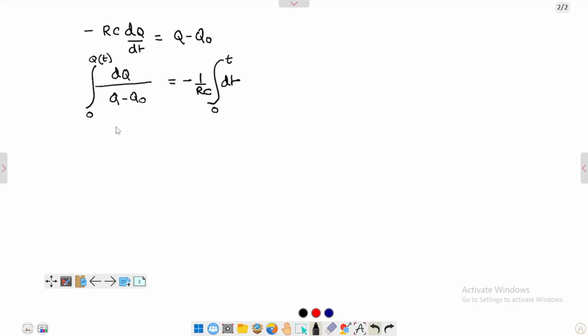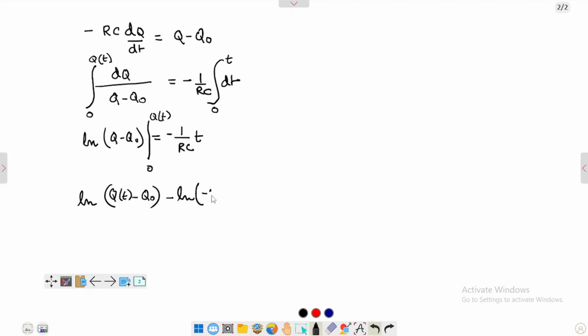So if I solve this equation, if I do this integration, I will get ln of (q minus q naught) from 0 to qt, and that is minus 1 by RC times t. If I plug in the value of this one, what do I get? First of all it will be ln of (qt minus q naught) minus ln of (minus q naught) is equal to minus 1 by RC t.